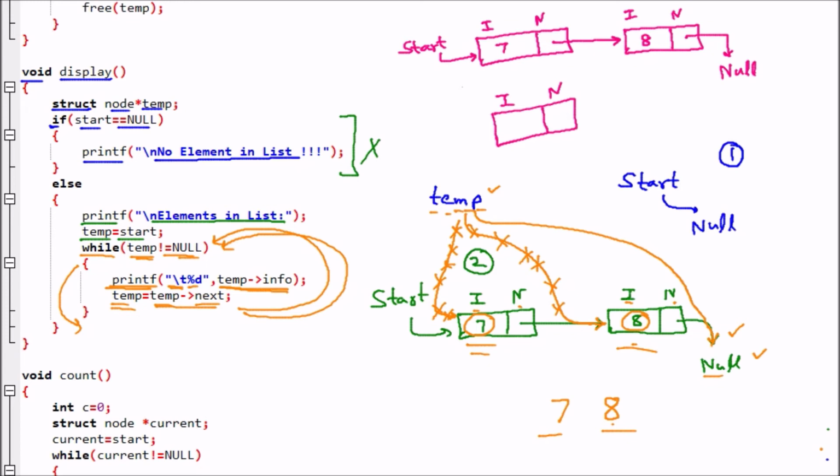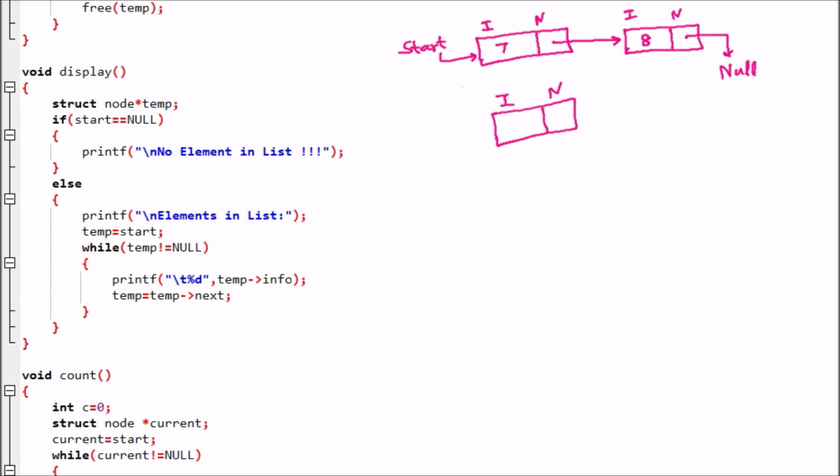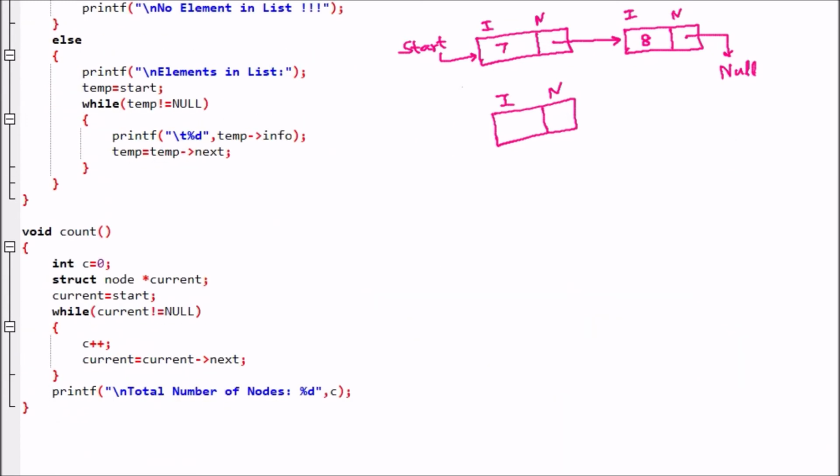Now we are going to learn the next function, which is the count function. We are scrolling towards the last function, the count function. So void means no return type, and count means counting the number of elements. Here int c equal to 0. Let us suppose that c is the count, which is 0 right now. Struct node *current.